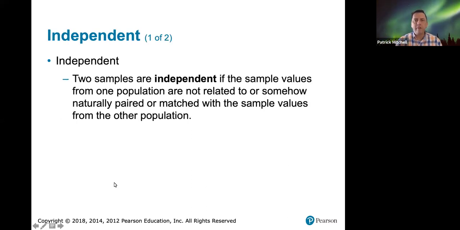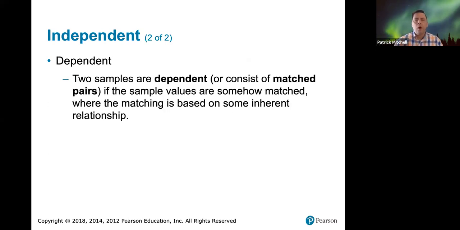So the difference between these two sections, in 9.2, we're going to work with independent samples. Two samples are independent if the sample values from one population are not related to or somehow naturally paired or matched with the sample values from the other population. In the next section, 9.3, we'll talk about dependent samples. Two samples are dependent or consist of matched pairs if the sample values are somehow matched, where the matching is based on some inherent relationship.